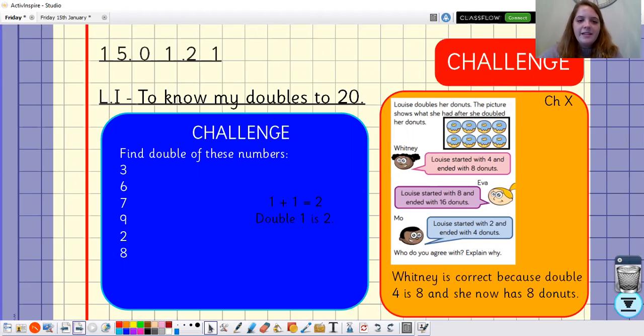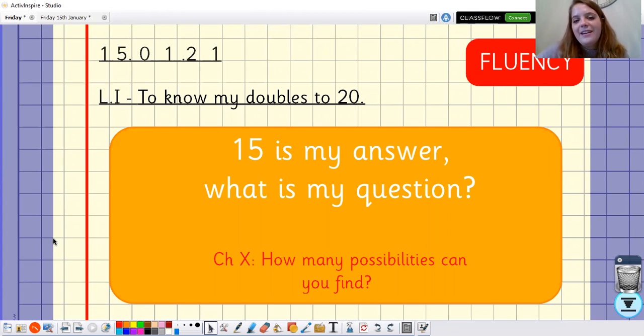Okay. Now to end with our fluency question, something a little different for us today. 15 is my answer. What is my question? Now this one, there is not just one answer. There are many different possibilities I'm sure you will be able to think of. Okay, so I'm going to leave this one with you to try and think of as many different possibilities as you can. Now it doesn't have to be a multiplication sentence. Could be an addition sentence, could be a subtraction number sentence, or it could be multiplication or even division if you wanted to challenge yourself.